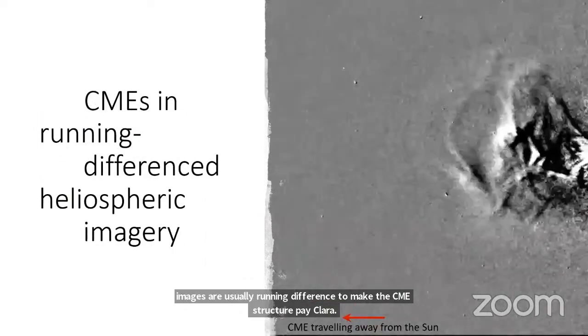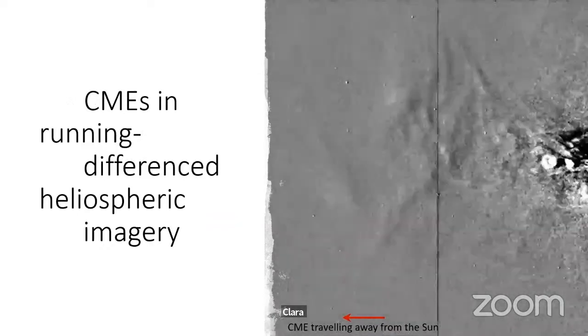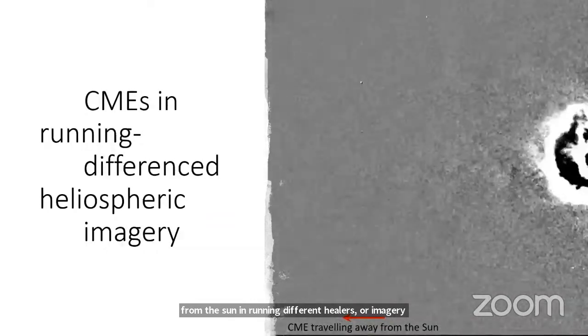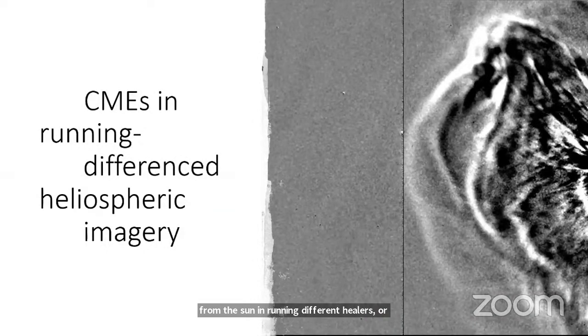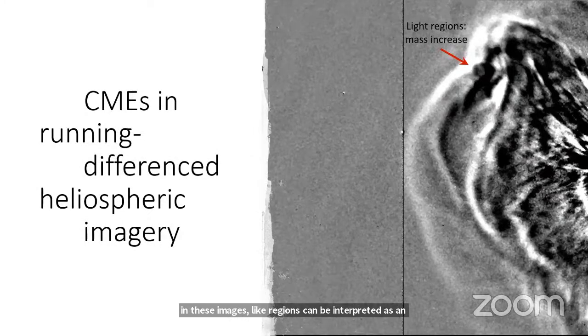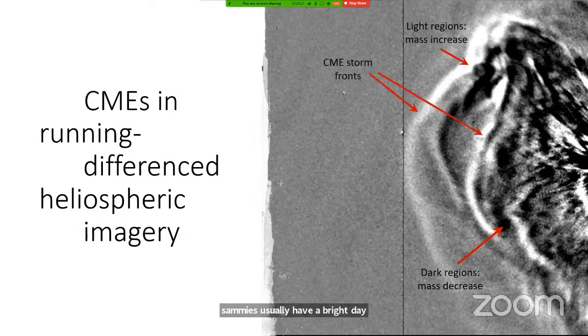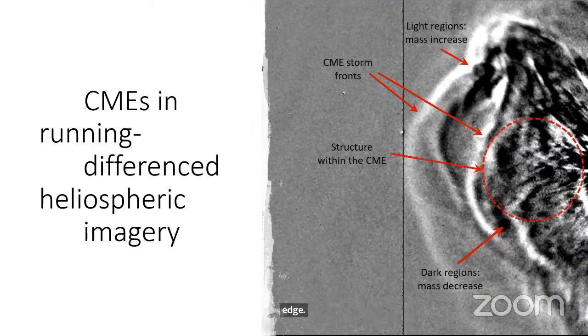Here is an example movie showing a CME travelling away from the Sun in running difference heliospheric imagery. In these images, light regions can be interpreted as an increase in mass along the line of sight between the two original images. Likewise, dark regions can be interpreted as a decrease in mass along the line of sight between the two original images. CMEs usually have a bright storm front at the leading edge, and behind this they have a wealth of internal structure.